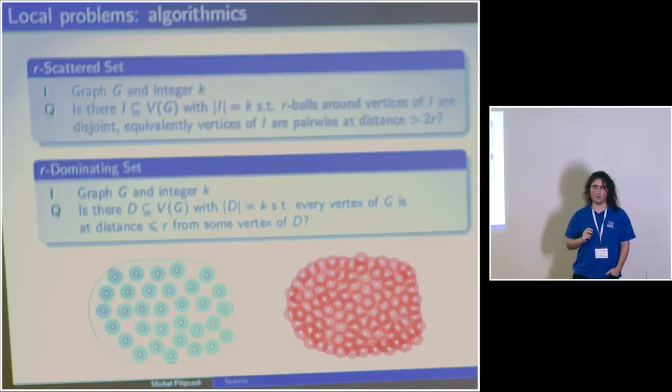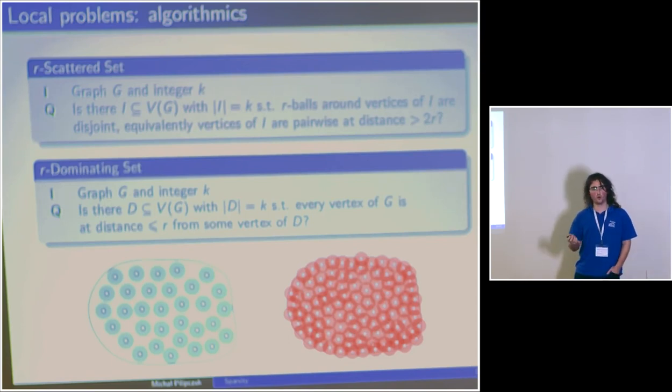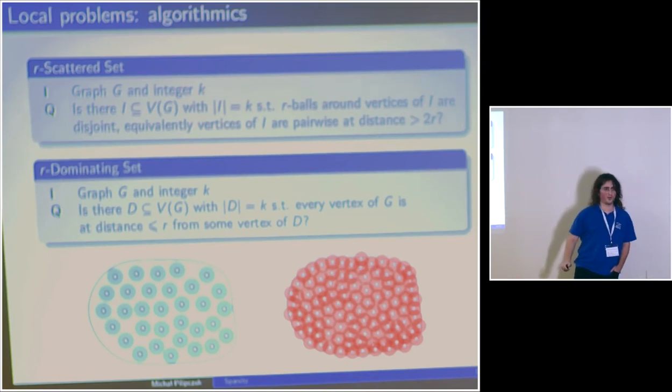So what are local problems from the point of view of, say, parameterized complexity? We'll be mostly talking about two local problems, and if you look at the literature, most of the algorithmic literature deals with either this problem or this problem or both of them.